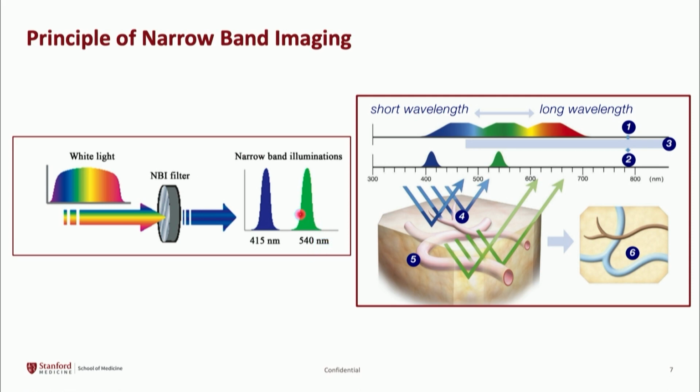And when the blue light hits the superficial capillaries, it is absorbed, and what you see is the vessels become brown in color. And the green, which has a longer wavelength, has a deeper penetration, and the wavelengths are absorbed by the submucosal veins, and they appear more bluish in color, basically enhancing the vessels.